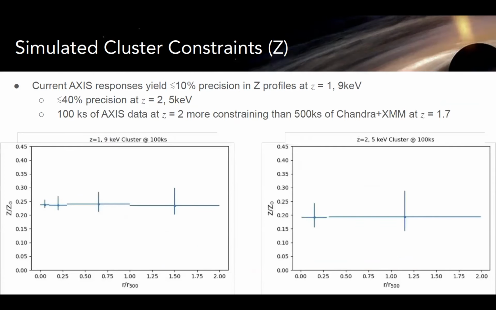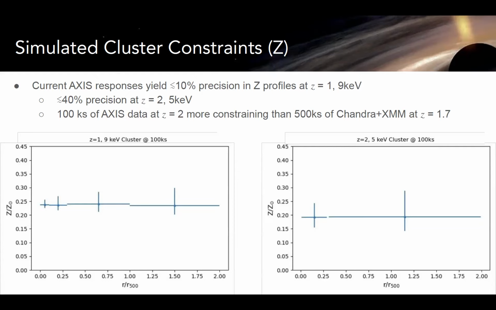Looking towards similar constraints for metallicity, current responses yield about 10% precision in metallicity profiles for redshift 1 massive clusters, and better than 40% precision as we extend towards higher redshifts. And if that doesn't sound like an immediately impressive figure, I want to stress that that means that 100 kiloseconds of AXIS data at a redshift of 2 is going to be more constraining than 500 kiloseconds of joint Chandra and XMM data at lower redshifts.